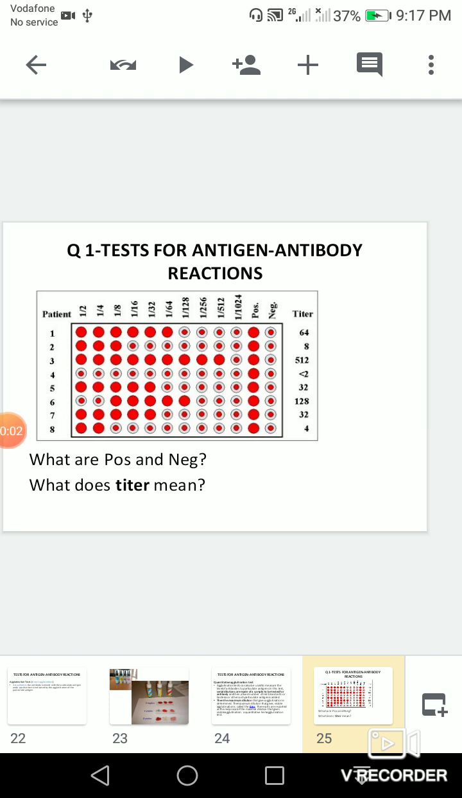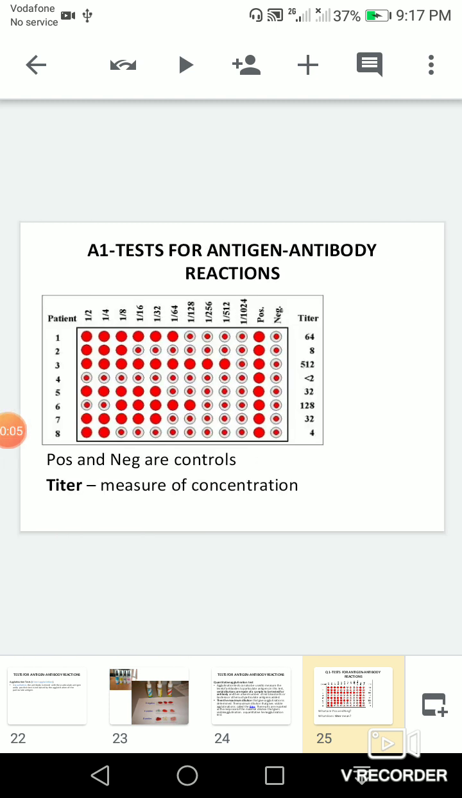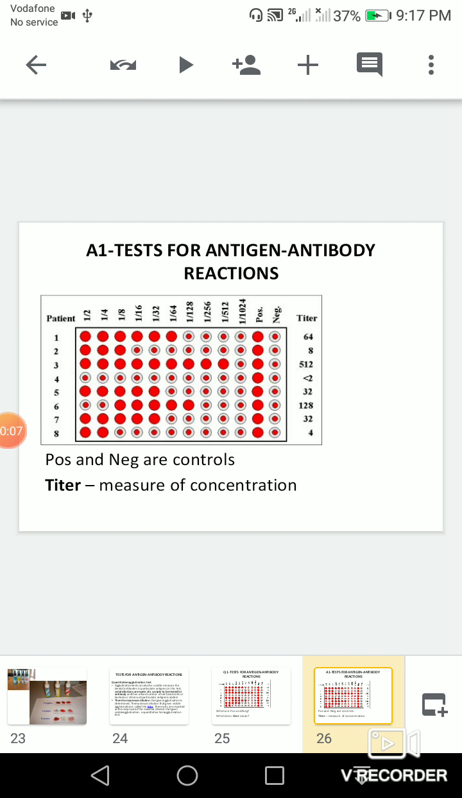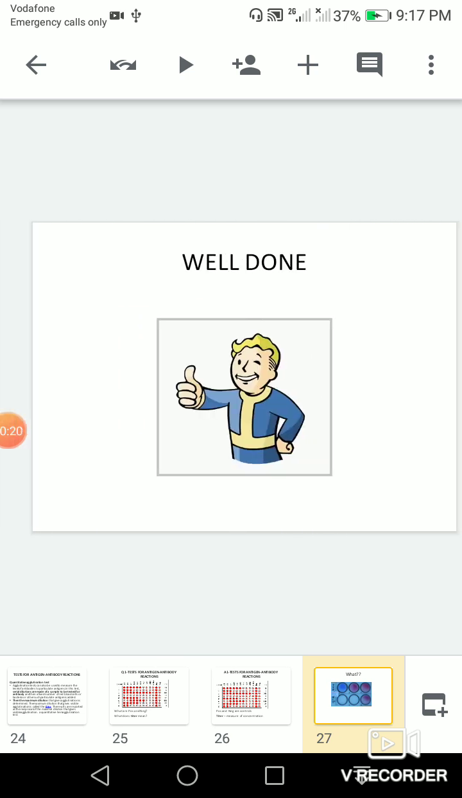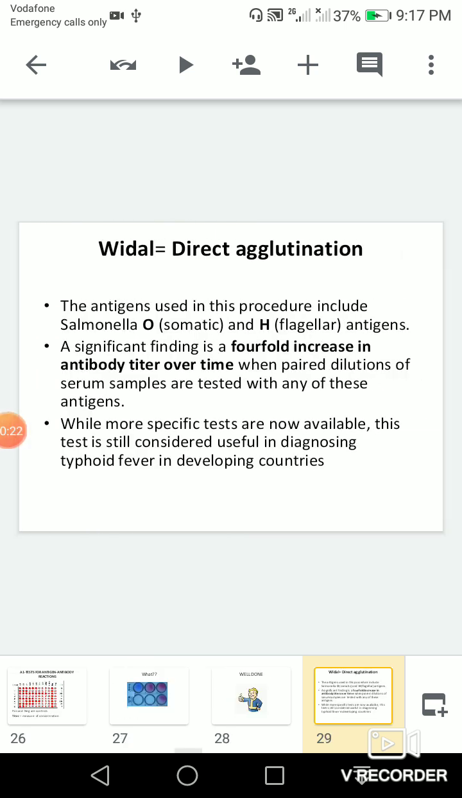And what is titer? Titer is the maximum concentration of the antigen, a measure of concentration. This plate is commonly used for Salmonella typhi. This is the Vidal test, used for exclusion of Salmonella infection, meaning typhoid. In the Vidal test, we have the somatic antigen, the O antigen, and the flagellar antigen, the H antigen.